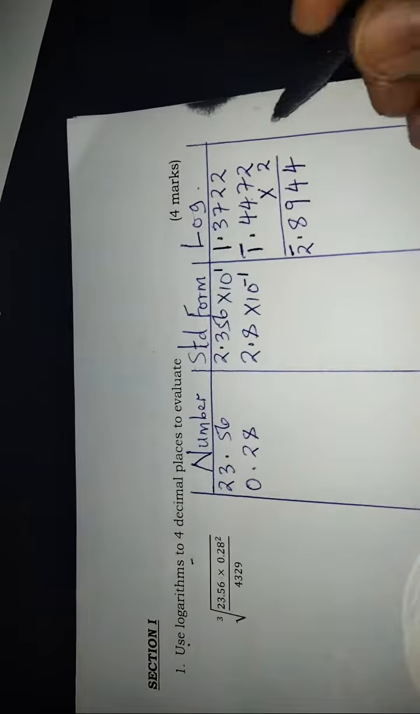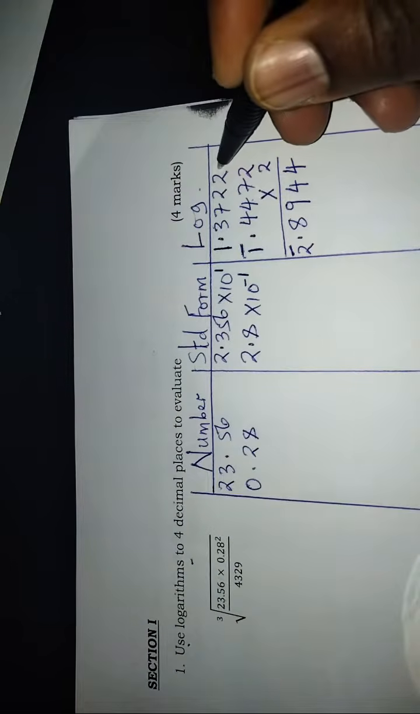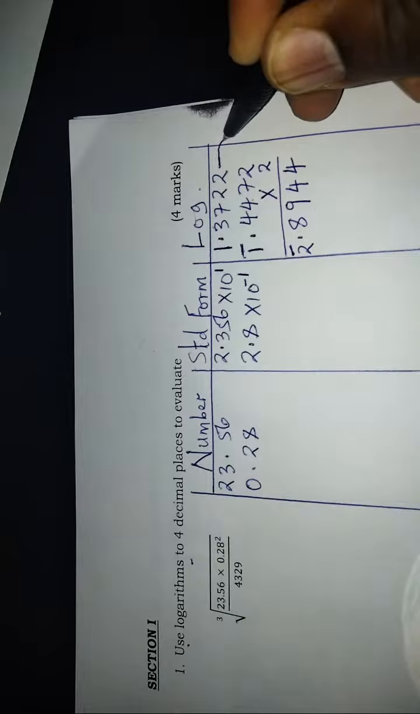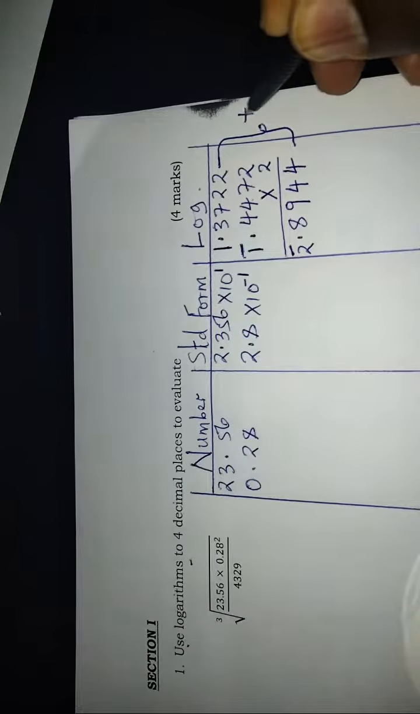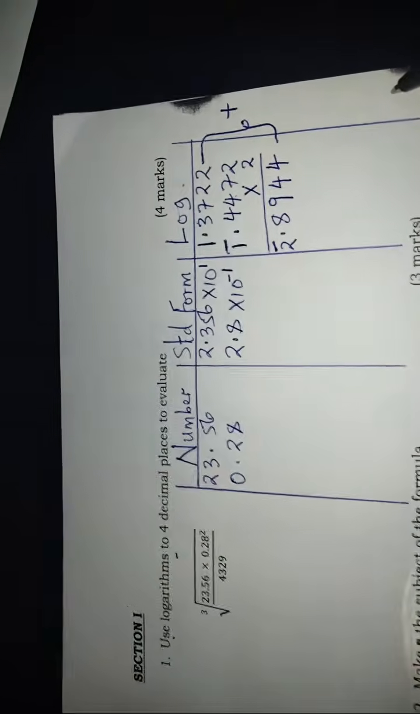And now, because the first and the second numbers have been multiplied, it means I should add their logarithms. So I will take the logarithm from the first number and the logarithm from the second number, then I add them, so that I may do away with the numerator completely. Therefore, I'm going to add the two logarithms.